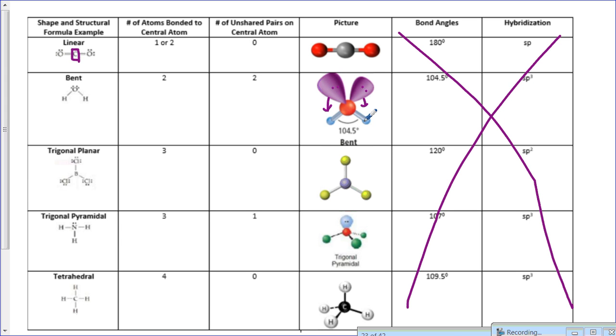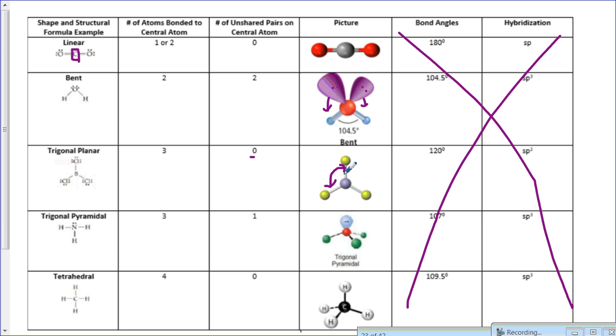Now, next 2. If I have 3 atoms bonded to the central atom, I can either have a trigonal planar structure or a trigonal pyramidal or pyramidal, however you want to say it, structure. So in BCl3, I have 3 bonds, 1, 2, 3. So 3 atoms bonded to the central atom, but there are no lone pairs of electrons. So those 3 bonds can be as far apart as they can get, and as far apart as they can get is 120 degrees. Okay, so I've got a circle divided into 3 parts, 120 degrees.